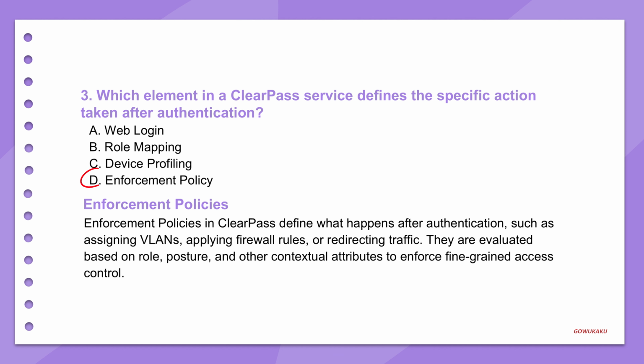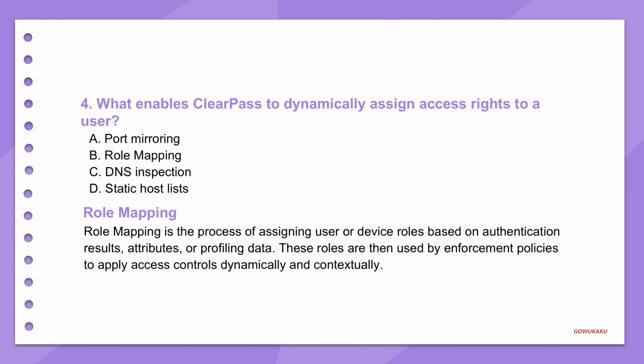That sounds incredibly powerful, being able to apply such specific rules on the fly. But that brings up another question for me. How does ClearPass even know who someone is, or maybe what kind of device they're using, to apply those policies so dynamically? How does it figure out those categories in the first place?